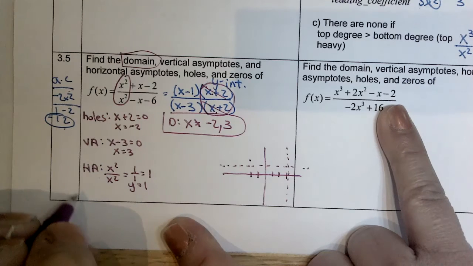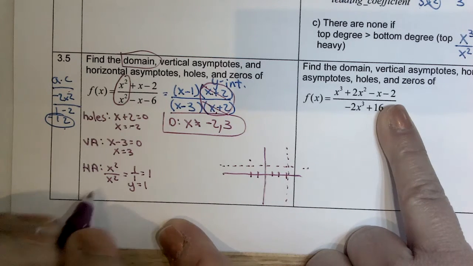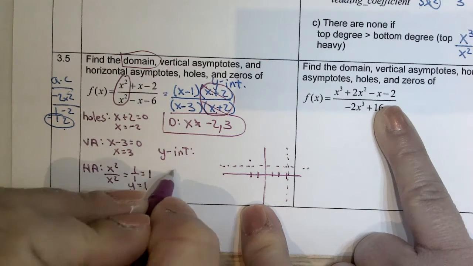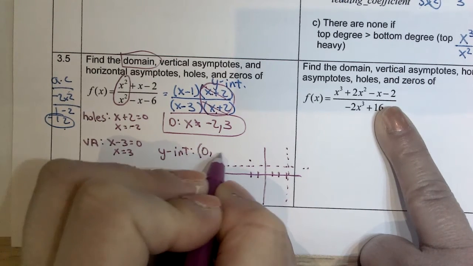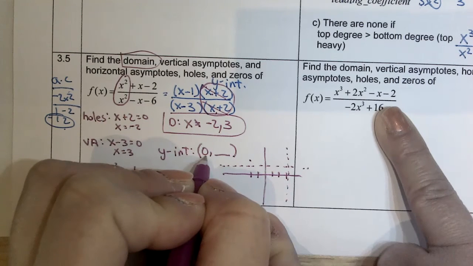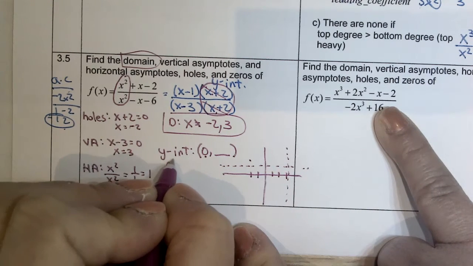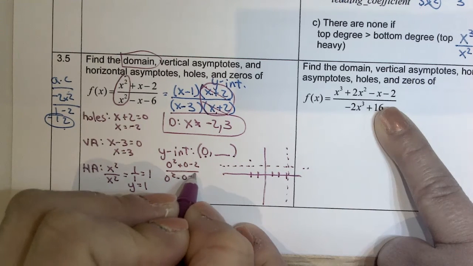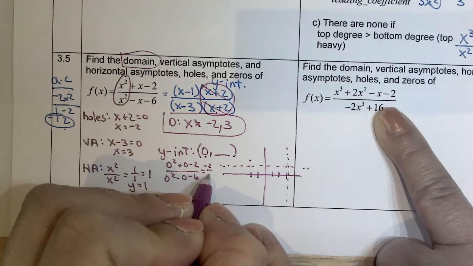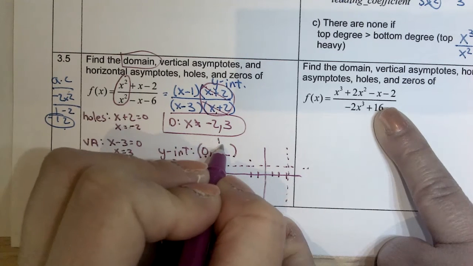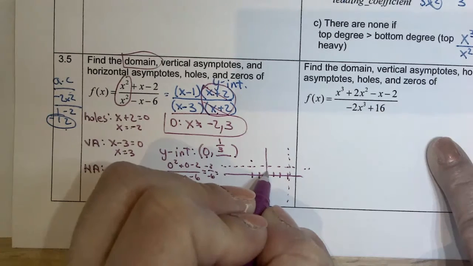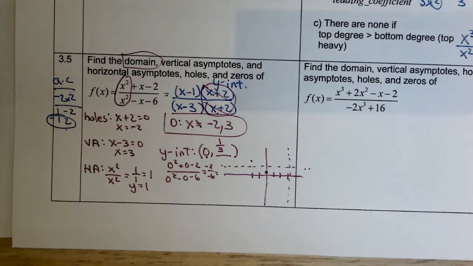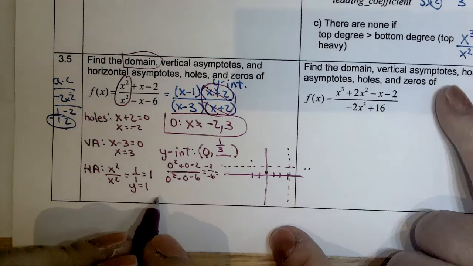And the last thing I need to find here, well, I guess there's two more things because I want to find my y-intercept. Let's go ahead and find my y-intercept. Okay, my y-intercept is a point 0 something. Okay, so here I'm just going to plug 0 in for my x's. So 0 squared plus 0 minus 2 all over 0 squared minus 0 minus 6. I get negative 2 over negative 6, which is going to be 1/3. So at 0, 1/3 is my y-intercept. And then my very last thing are my zeros.